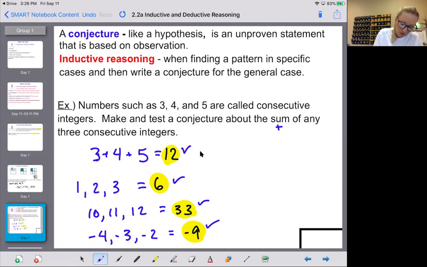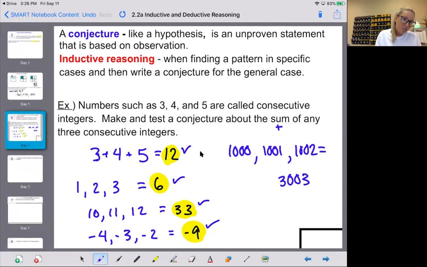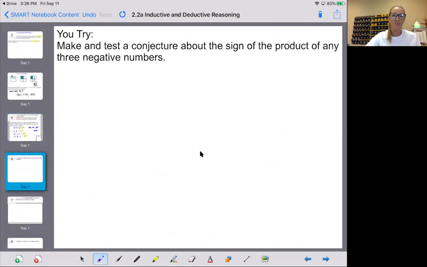Let's check something way bigger. How about 1,000? Let me not put a comma there. Let's try 1,000, 1,001, and 1,002. If I add those together, I get 3,003, also divisible by 3. So no matter what numbers you add, if they are consecutive, one after another, then if you add 3 of them together, they're divisible by 3. There you go. So I made a conjecture about the general case. That's inductive reasoning.